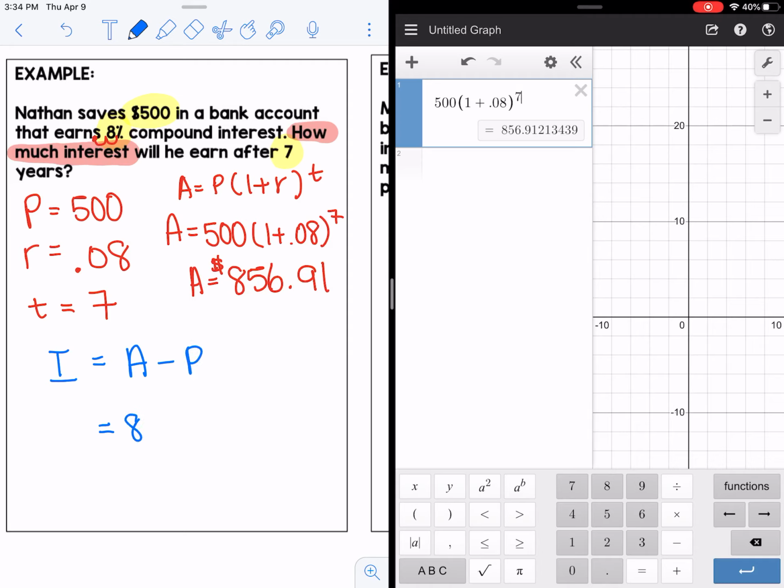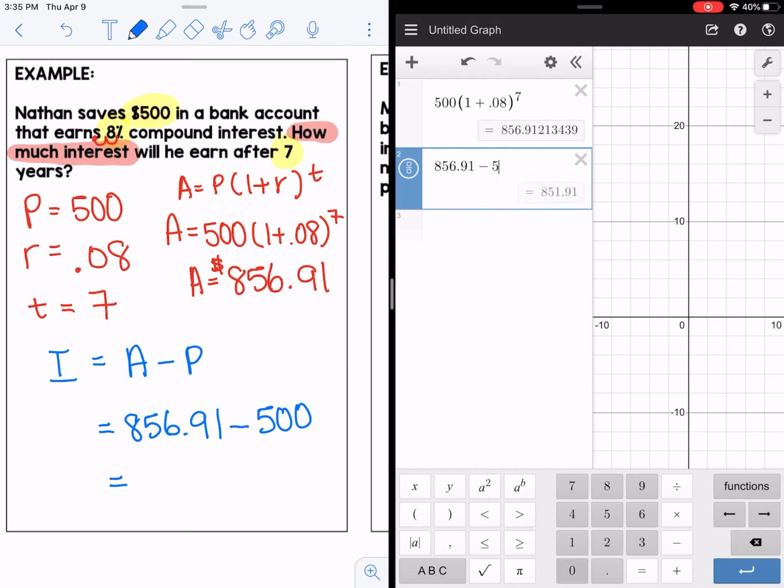So I know that it was $856.91 in total, but in order to figure out the interest, we would have to subtract the $500 from it, and that would give us the final answer. So I'm going to use my Desmos. I'm going to go to the second row, $856.91 minus 500, and that would give us $356.91, and that would be the interest.